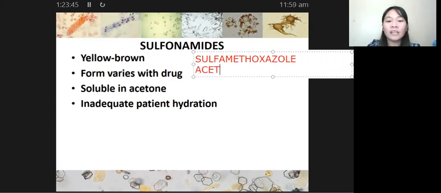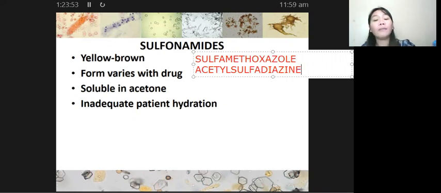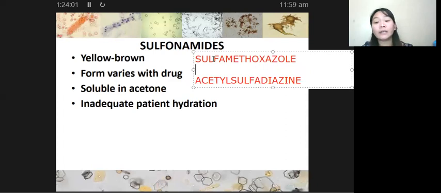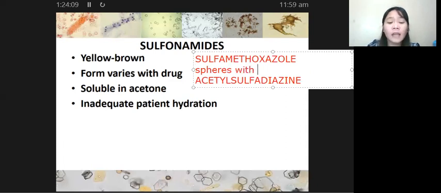And then the other one is your acetyl sulfadiazine. Sulfamethoxazole, and then the other one is acetyl sulfadiazine. Okay? So your sulfamethoxazole, they usually appear as spheres with striations, or dense globules.